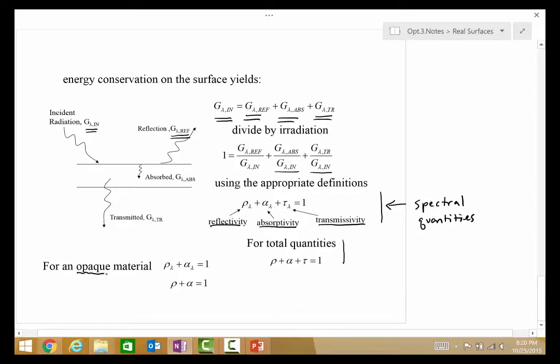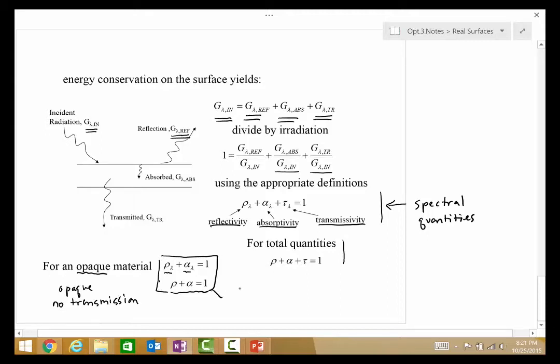If we had an opaque material, remember an opaque material is a material where there is no transmitted radiation, in which case the only two pieces that we would have are the reflected piece and the absorbed piece. Opaque is no transmission, so we'd have reflection plus absorption equal to 1 in the spectral sense, and in the total sense, reflection plus absorption is equal to 1. And we need to be very careful about these statements.